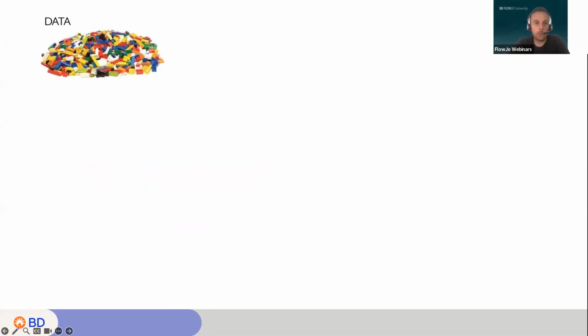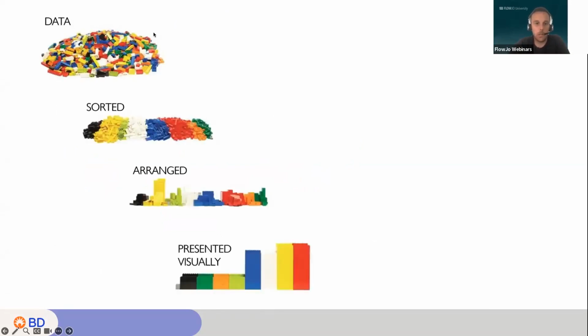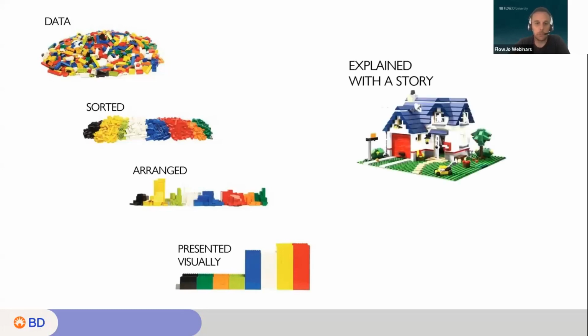All right, so with everything we've done, we had the data. That's what we got at the beginning. We sorted our data, we arranged our data, and we presented visually the data to you. But without you, we cannot explain the full story. So don't worry about your job security.